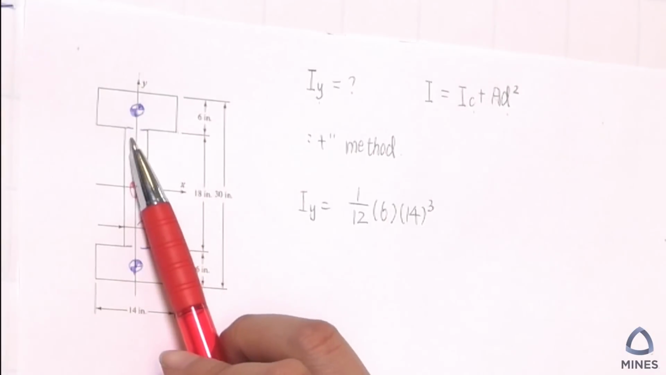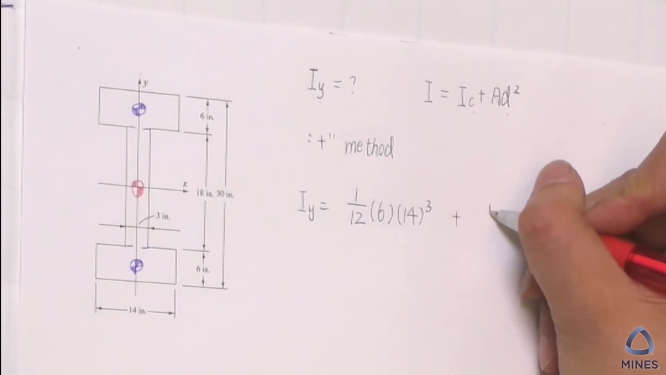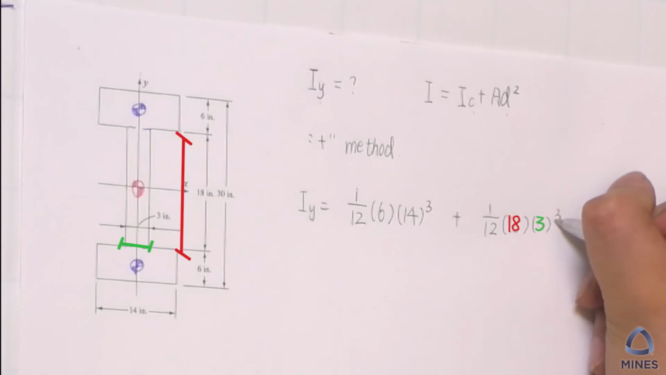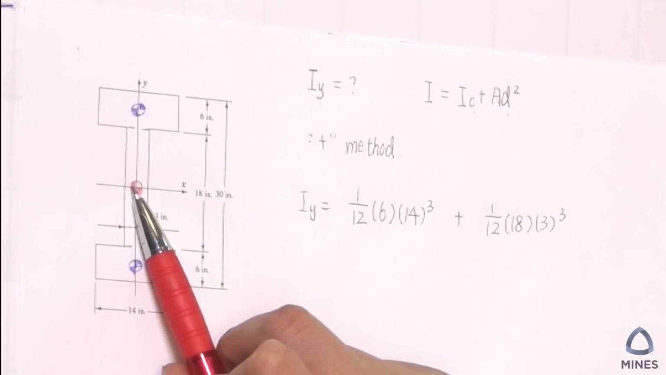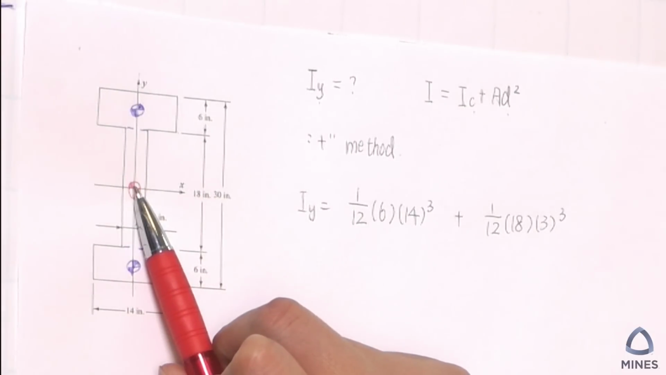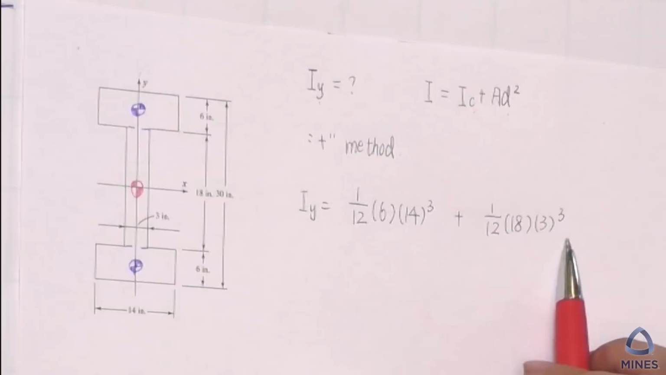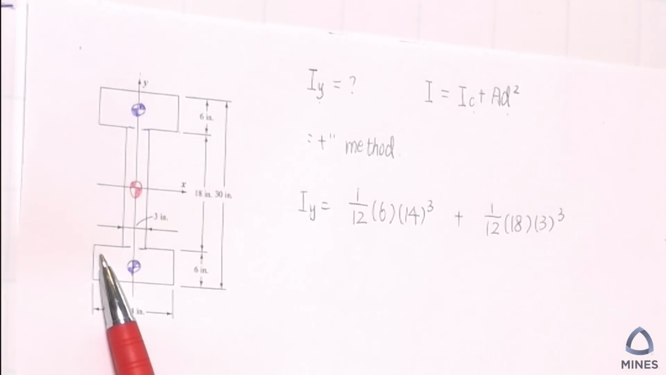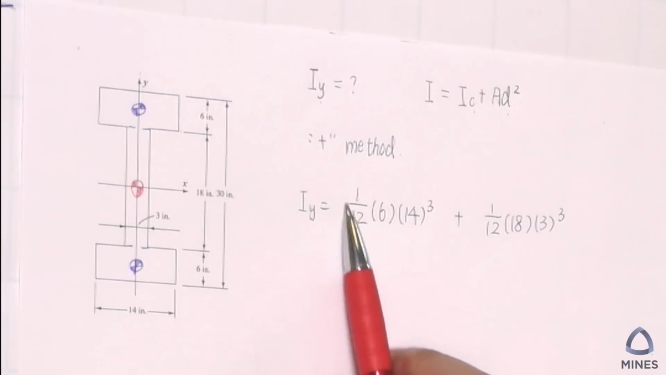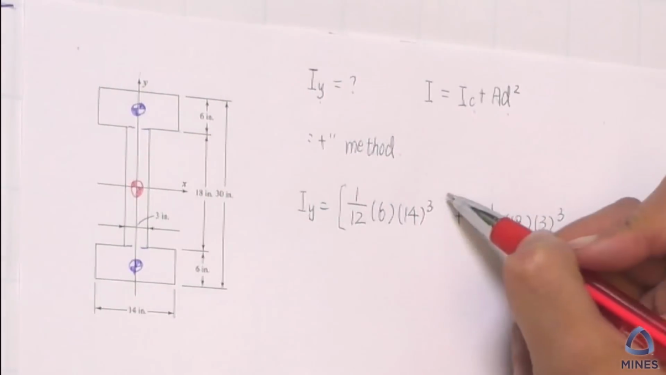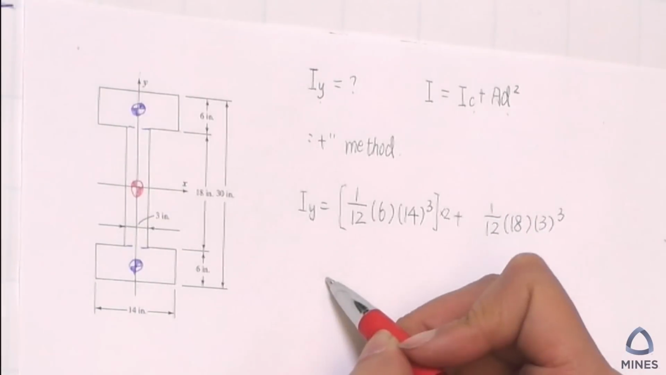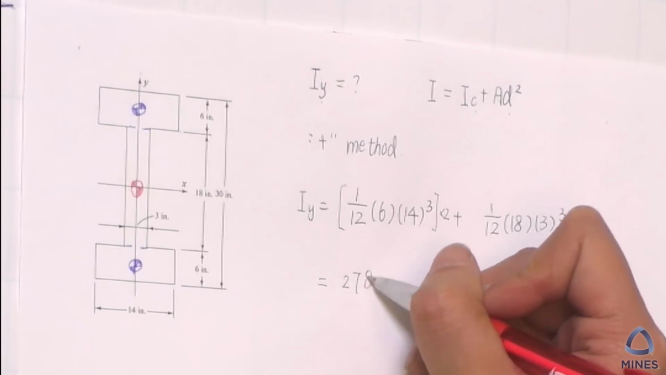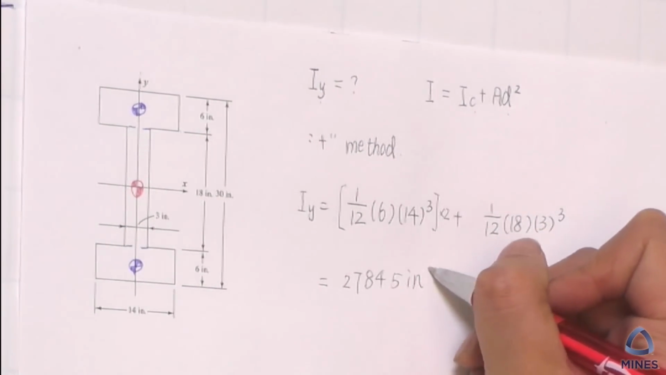And then we can move to area number 2. That's going to be 1/12 b h cube. And again, the centroid is on the same line, so we don't need to shift. So that's why A d square will be 0 again. When we move to area number 3, we can see it's actually just double area number 1. So the total Iy is 2784.5 inch to the fourth.